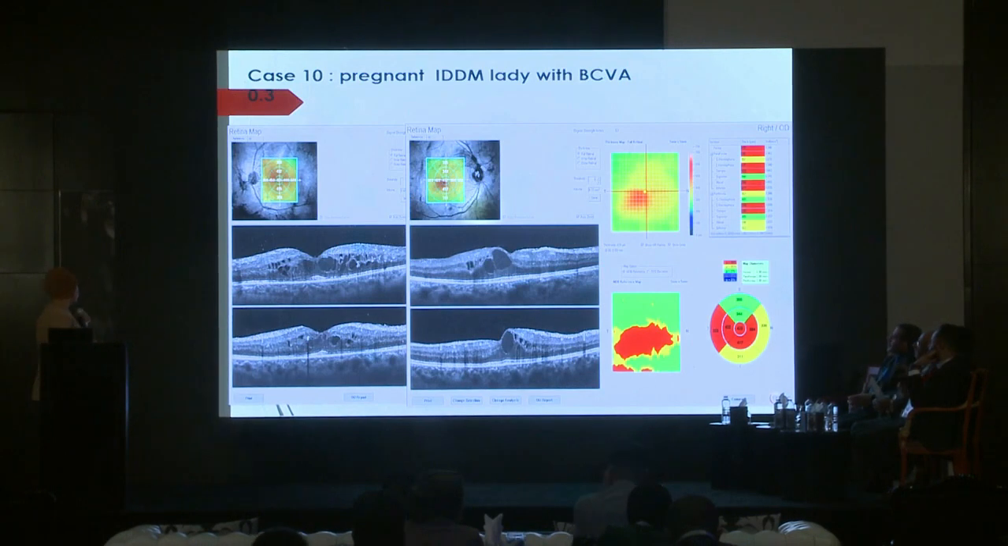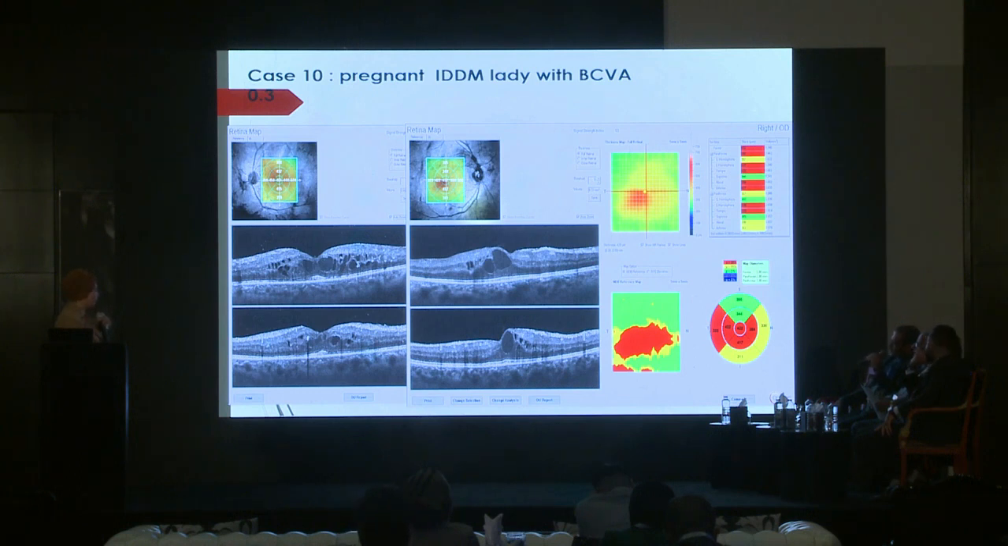The 10th case, a pregnant lady with insulin-dependent diabetes with best-corrected visual acuity of 0.3, and her OCT findings, OD and OS, obviously showing cystic diabetic maculopathy. How do we proceed in the treatment of this special case, the presence of diabetic maculopathy in pregnancy?